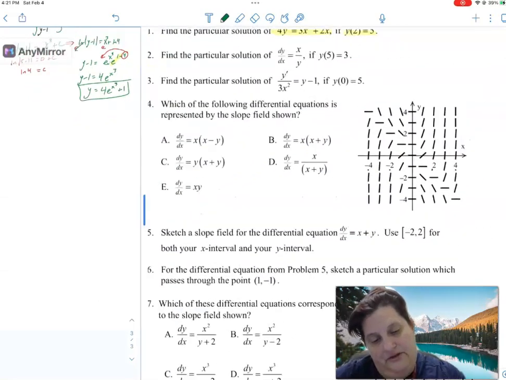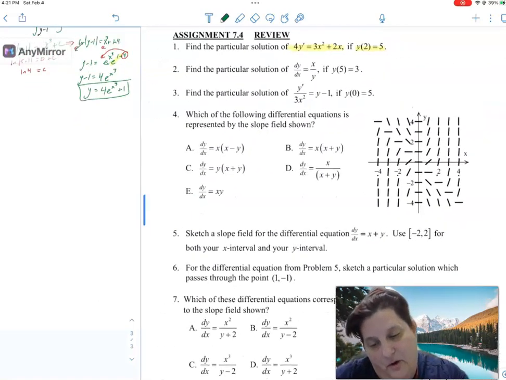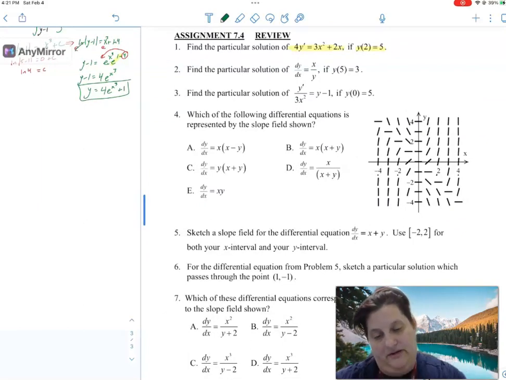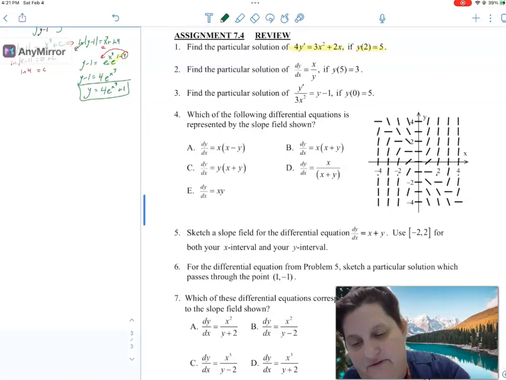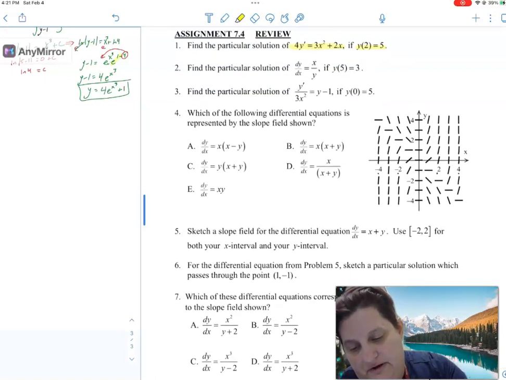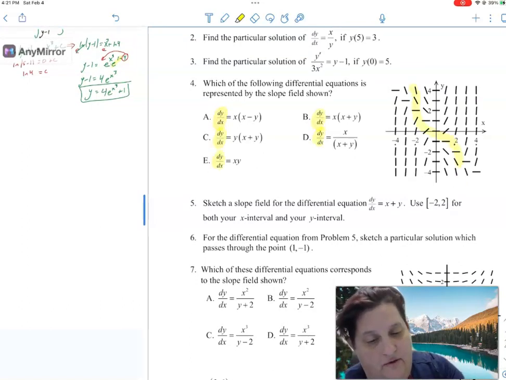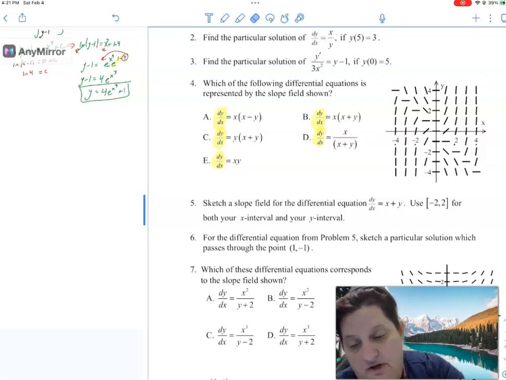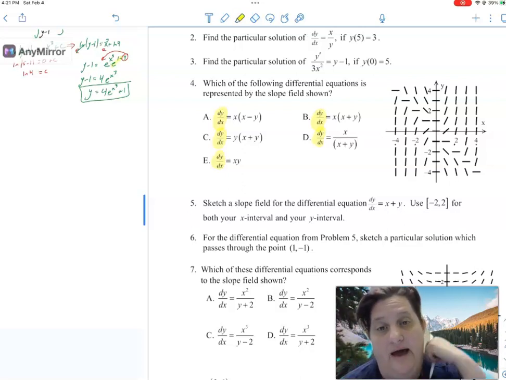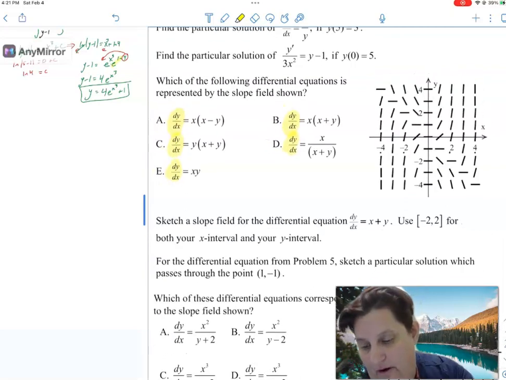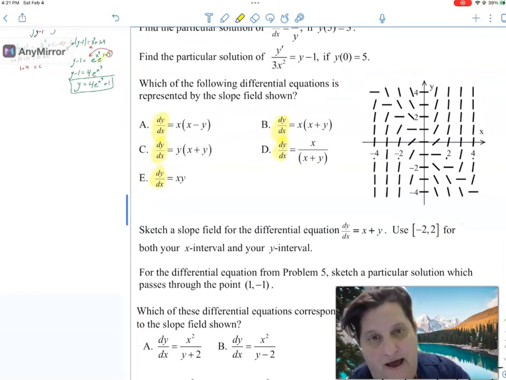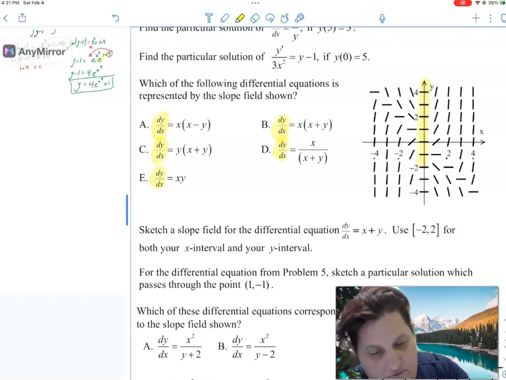All right, now let's jump onto here. Which of the following differentials is represented by the slope field shown? Okay, you guys, if it gives you in your multiple choice a dy dx, it's talking about the actual slopes, not the way that the graph goes, but the actual value of the slopes. So I'm going to start looking for some patterns.